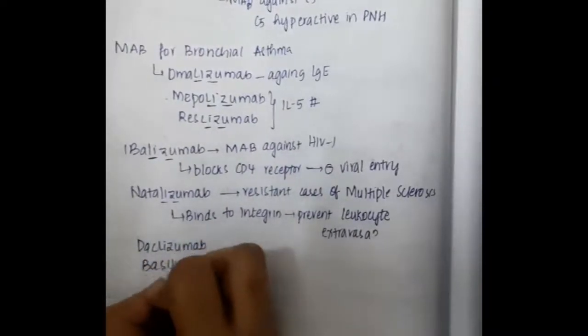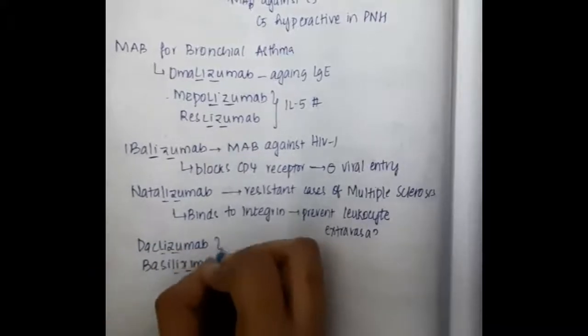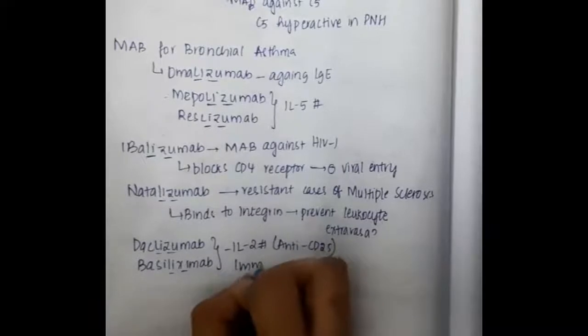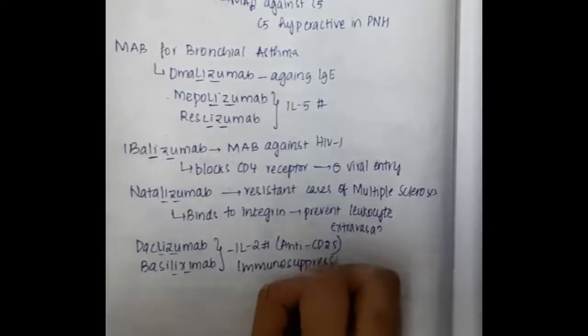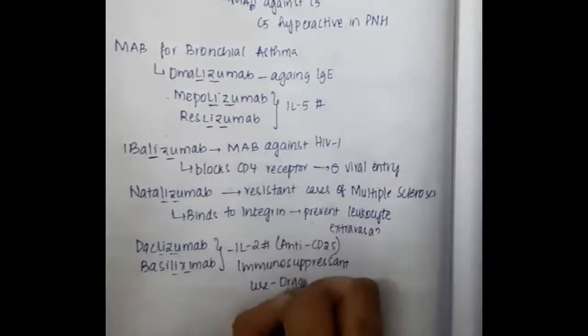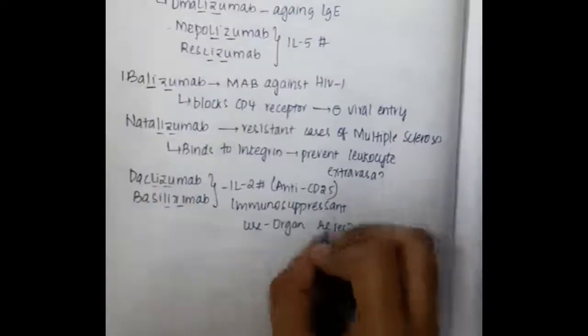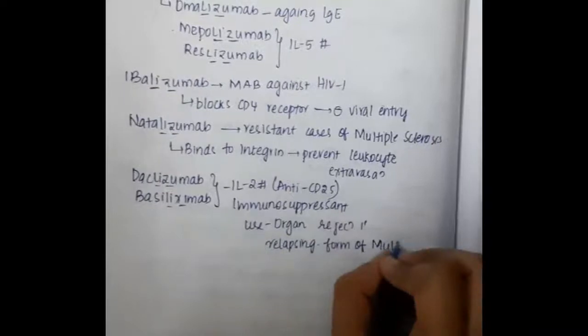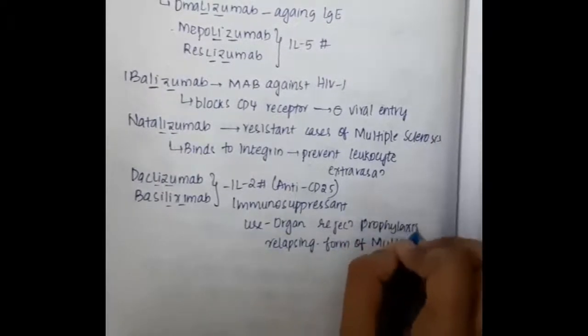Then we have daclizumab and basiliximab. These are interleukin 2 blockers and anti-CD25. These are immunosuppressants, so they are used in organ rejection prophylaxis and the relapsing form of multiple sclerosis.